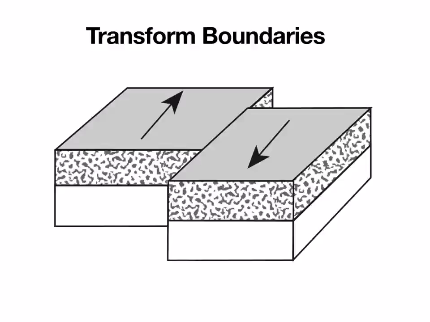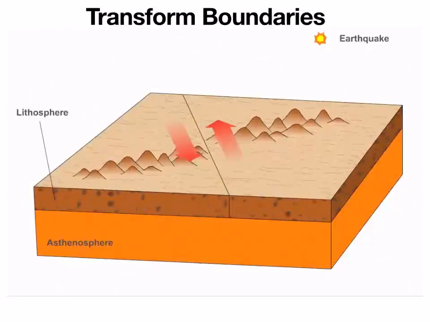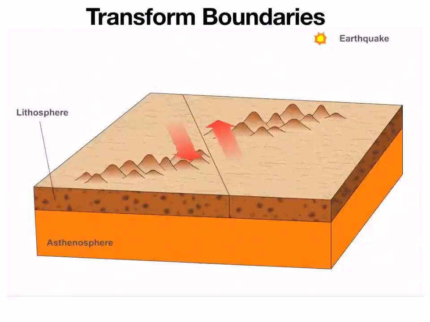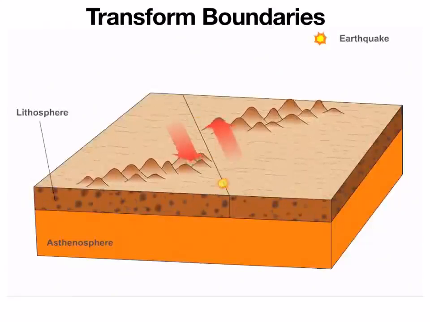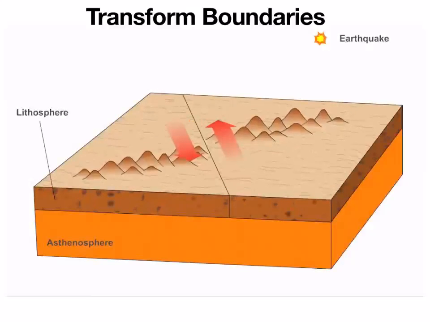Let's start with transform boundaries. These are the boundaries where plates slide past one another. If you take a look at this animation, you'll notice the lithosphere, floating on top of the asthenosphere, is being driven by convection currents, which is causing them to slide laterally past each other, right past each other.